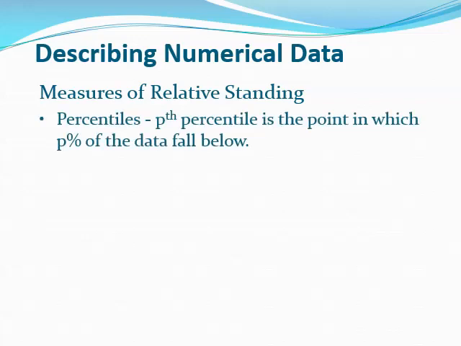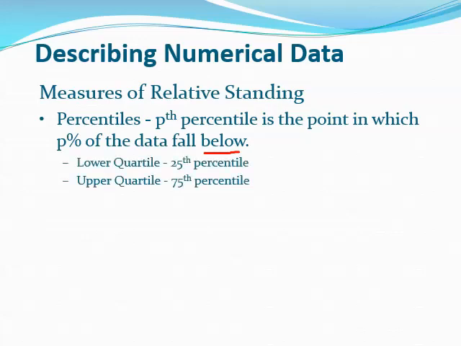And the key word is the percentage below. And I'll give you an example. The lower quartile, lower 25th percentile, 25% of the observations fall below. The 75th percentile is called the upper quartile. 75% of the observations fall below. There's also something called the middle quartile, where 50% of the data fall below, but we call that the median. So we had another name for that.